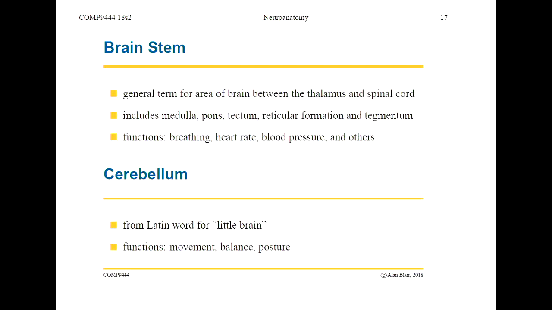Okay, so a lot of this I've already mentioned. So the brain stem regulates all these low-level bodily functions. And the cerebellum.